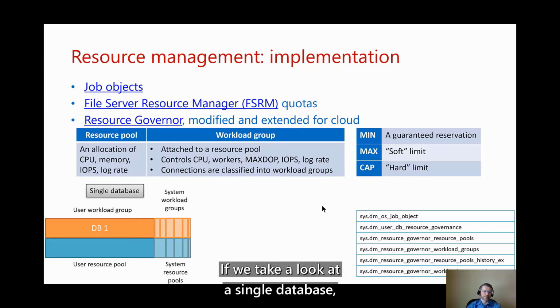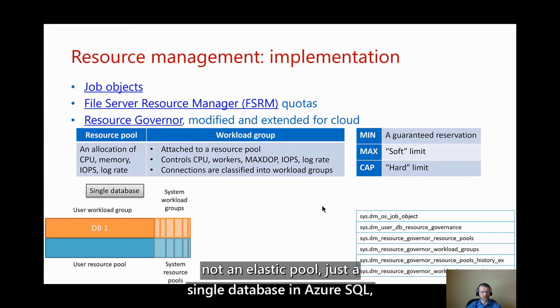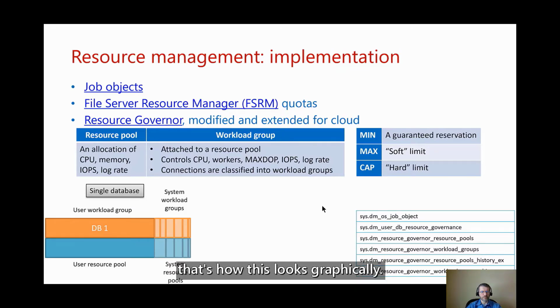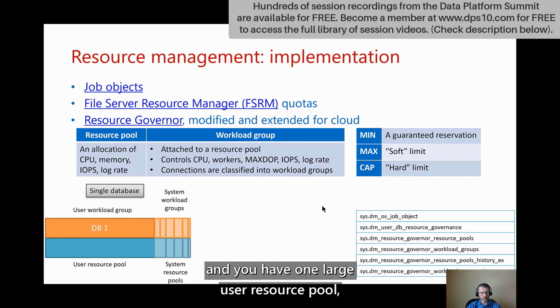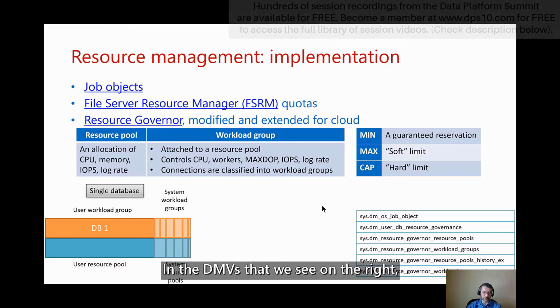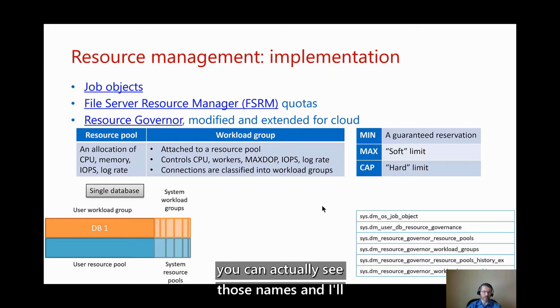So if we take a look at a single database, right, not an elastic pool, just a single database in Azure SQL, that's kind of how this looks graphically. So at the bottom in blue you see resource pools, and you have one large user resource pool, that's where your workloads run. And then you have many smaller system resource pools. That's where things that the service itself uses run, right? And then on top of those resource pools, you have, again, a user workload group and many system workload groups. So in the DMVs that you see on the right, you can actually see those names, and I'll show you in closer detail how to look at that.